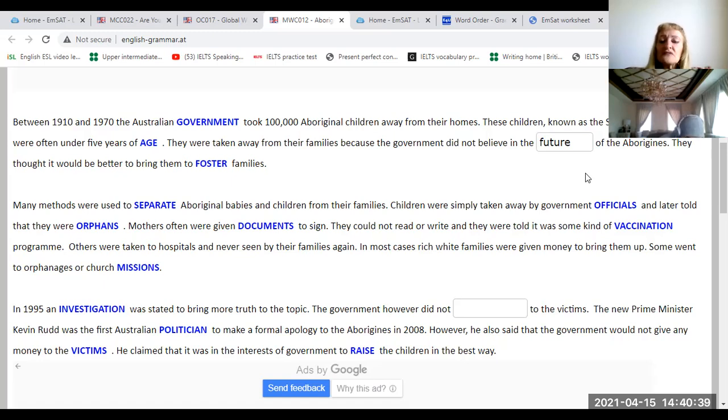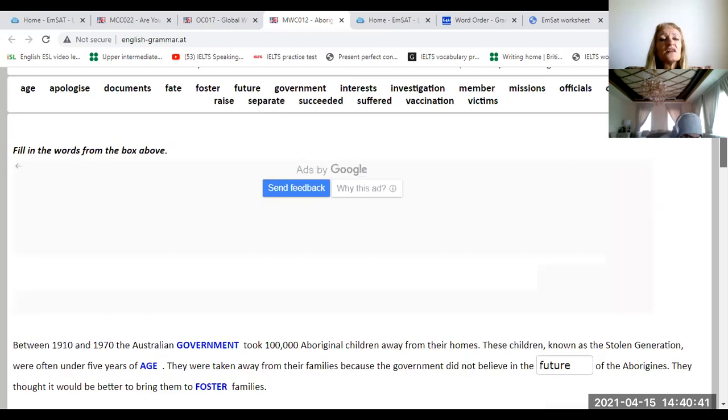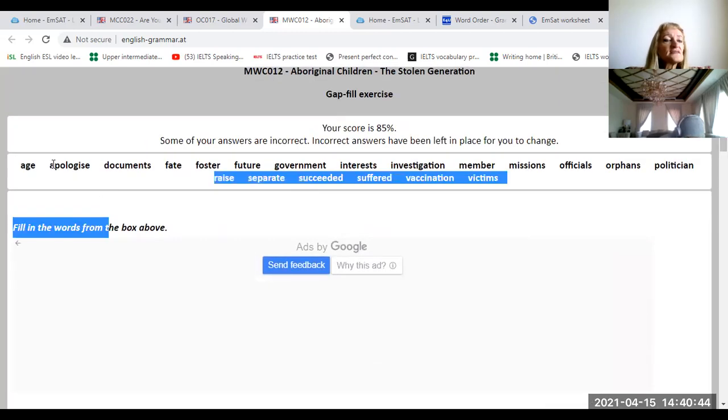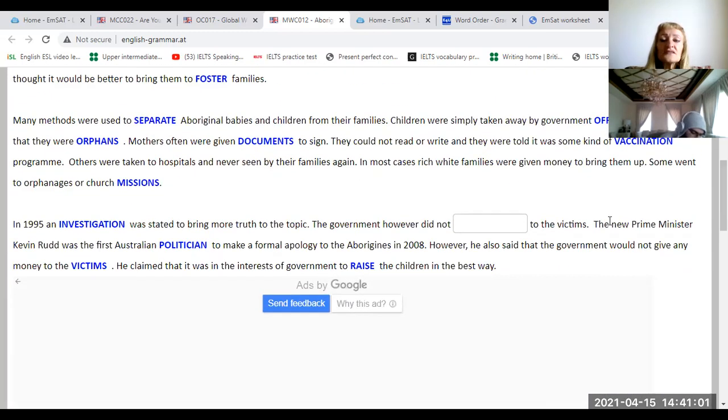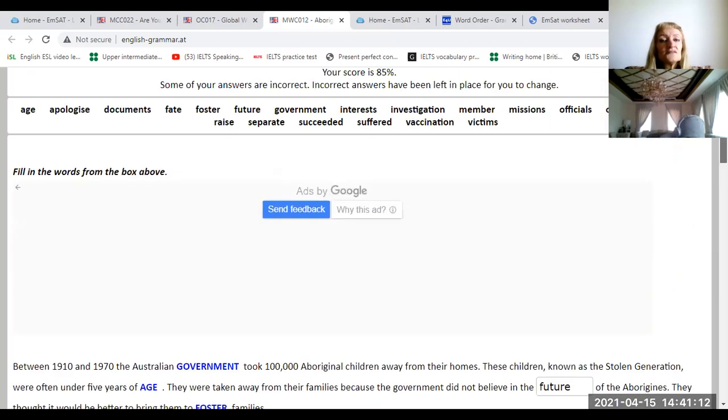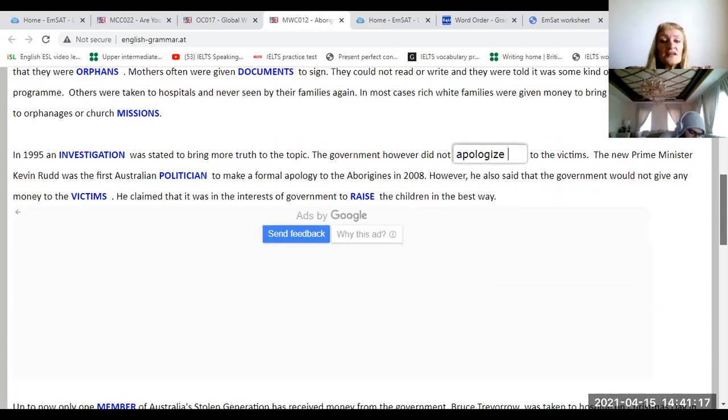Yeah, I think you're right. I think it would be to apologise to the victims. I'll just have a look, see if I can find anything else. No, I can't see anything else that would go in there. I think it would have to be apologise. Yeah, and I spelt it correctly. Let's try again.